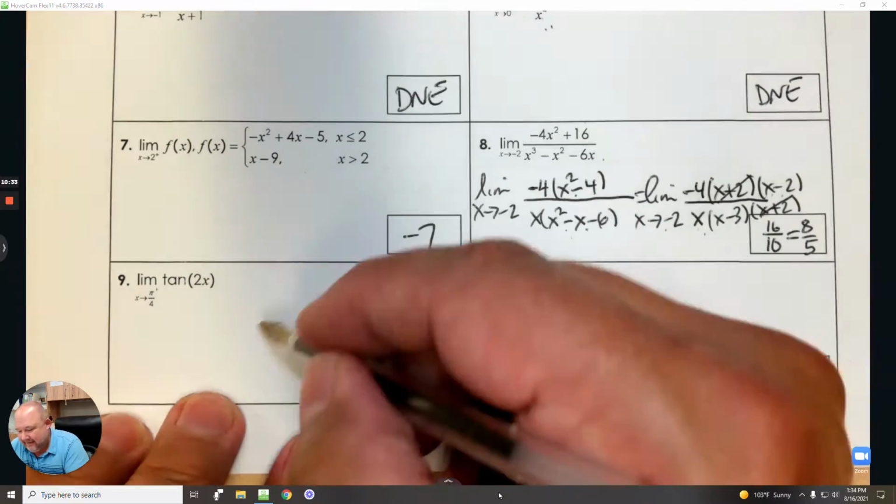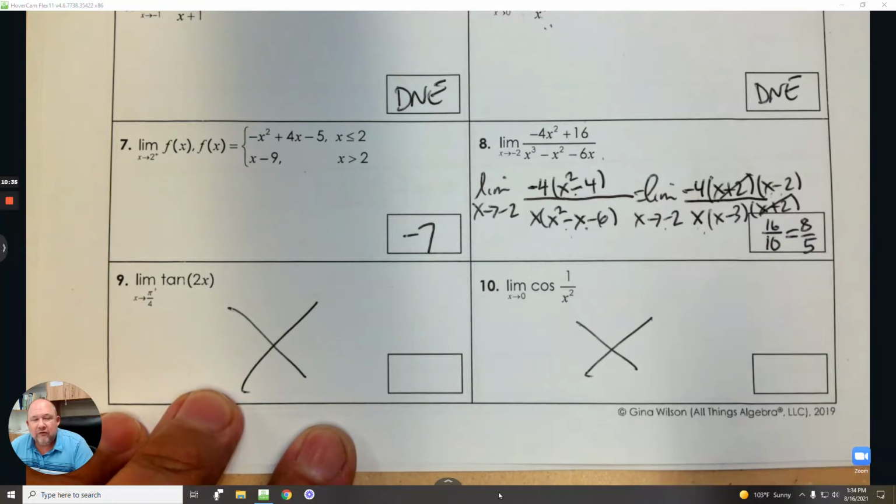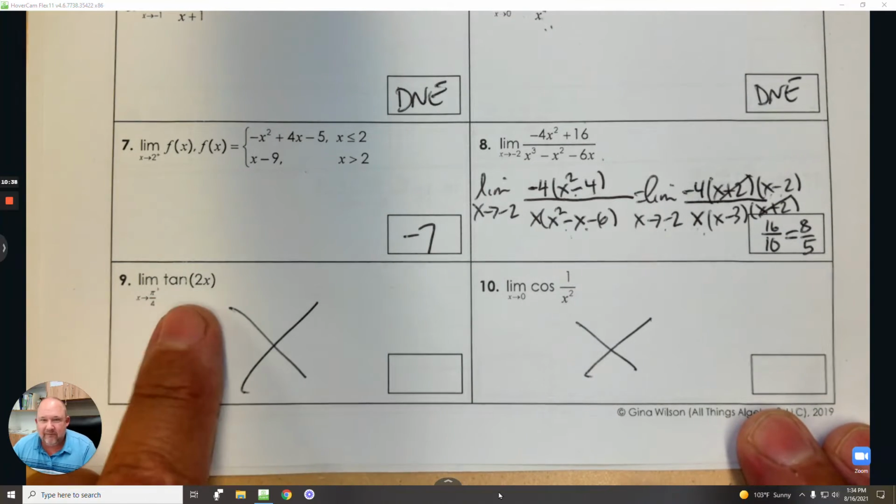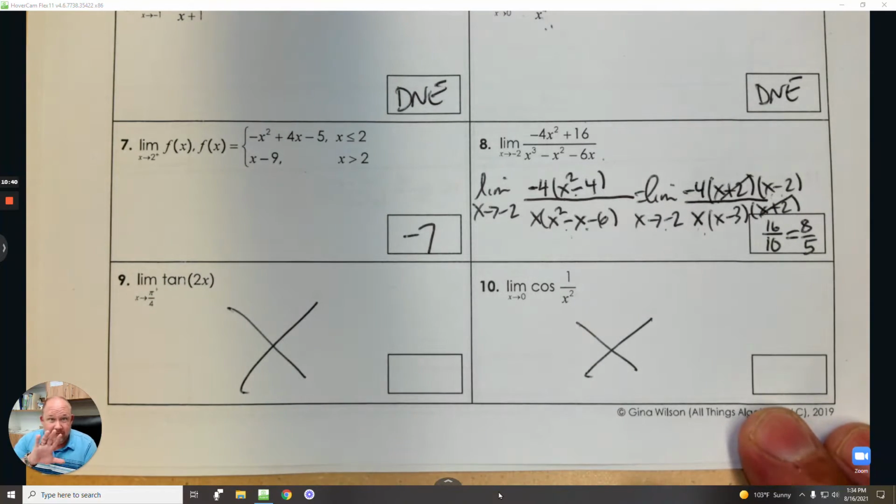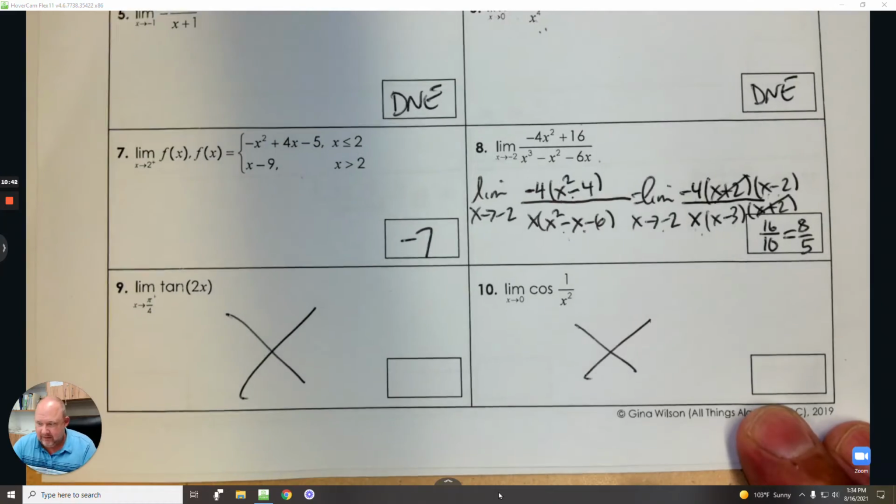For number 9 and number 10, I'm going to give you a break. So with trigonometry right now, I could have you use a calculator. But right now, we're not focused on trigonometry and calculus, so I'm going to let that pass right now.